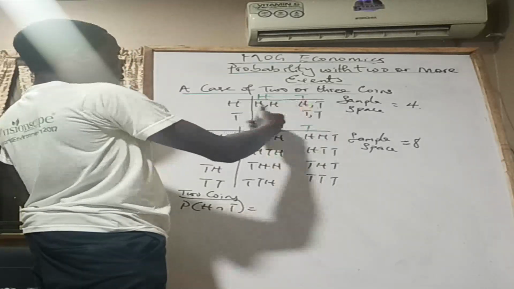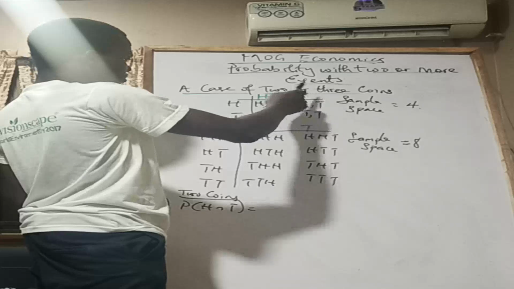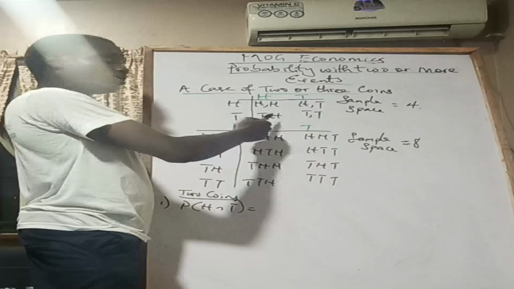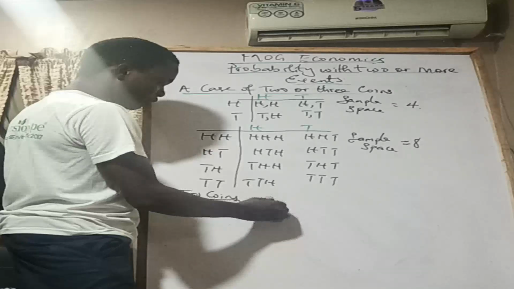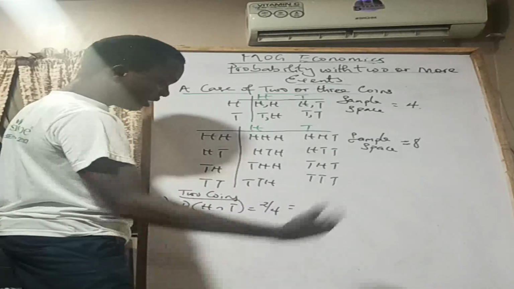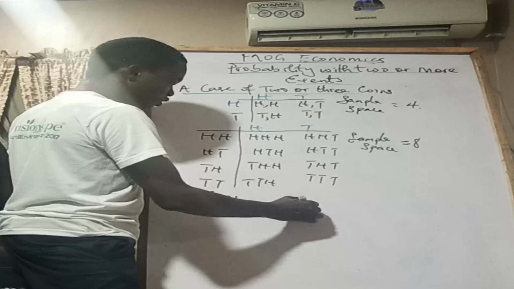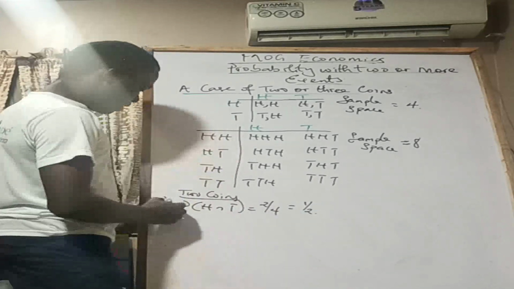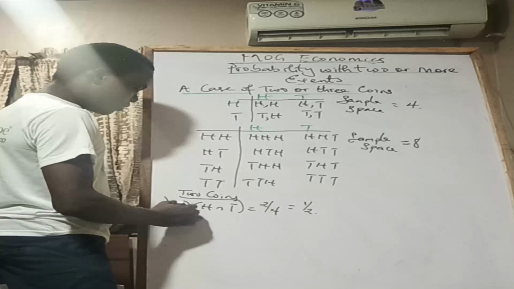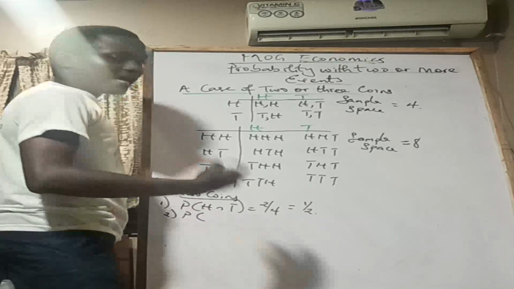This is head, so you don't take that. Then you have 1 head and 1 tail here as well. So you have 1, 2. That's 2 over 4. That's the only place where you can have one of them being a tail and the other one being a head. 1 over 2.